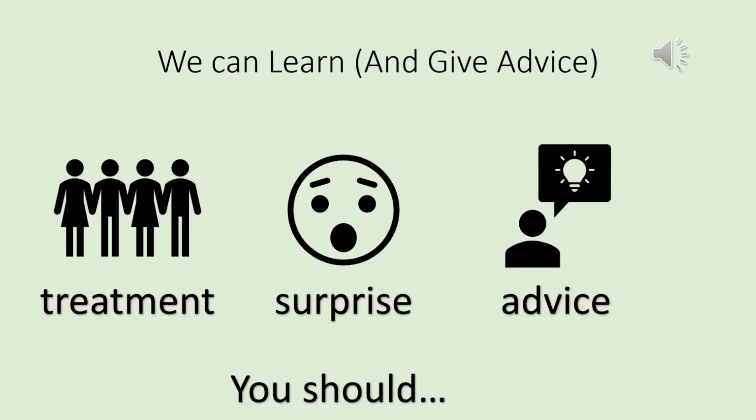The strategy that we're going to use today is called we can learn and give advice based on how characters treat each other. And so what we're going to do is notice how the characters treat each other in the text, and especially look for spots where the character's behavior is surprising to us. And we're going to think about what we would tell the character to do, and we're going to give advice, and we're going to say, you should do XYZ. The advice you give can be a lesson you take away from the story. We'll decide that at the very end.